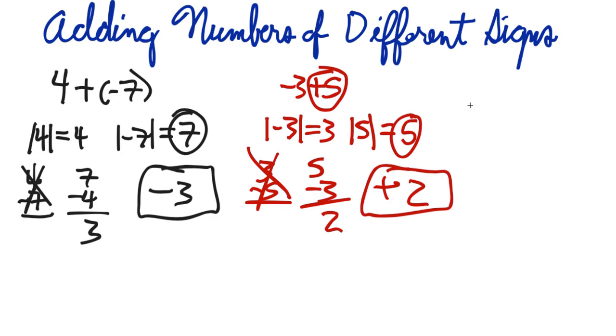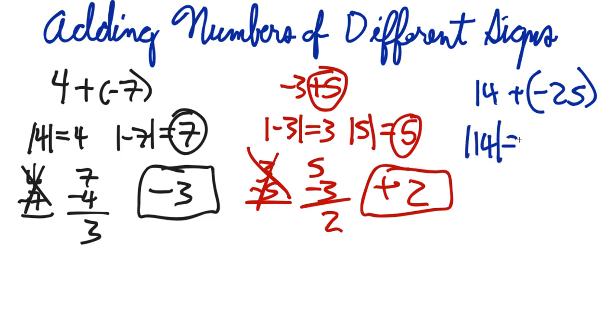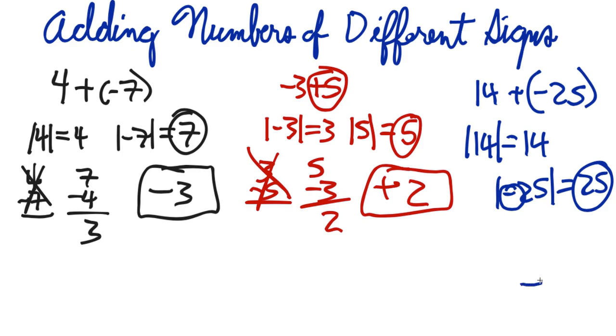Now for the last example, let's do some bigger numbers here. Let's do 14 plus -25. So first thing, we do the sign challenge. The absolute value of 14 is 14. The absolute value of -25 is 25. So that's the winner because 25 is greater than 14. So the absolute value of -25 is the winner. So that is going to have a negative sign as our answer. So I'm going to put a negative in my answer box here.